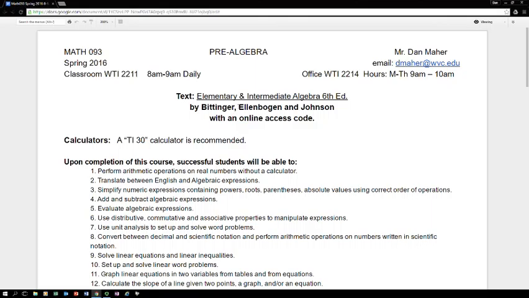The textbook is Elementary and Intermediate Algebra, 6th edition, by Bittner, Ellen, Bogan, and Johnson. You need the online access code, or you probably wouldn't have gotten to this video anyway or known how to do that, because you need to be on MyMathLab to do your assignments, quizzes, and tests. For calculators, you can have a TI-30 or equivalent for the chapter tests. Basically, I don't want memory on the calculator, so you can't store more information like in a graphing calculator.